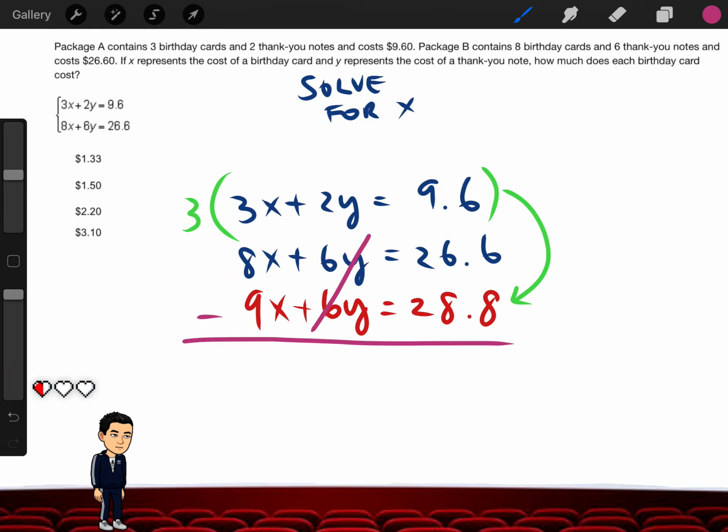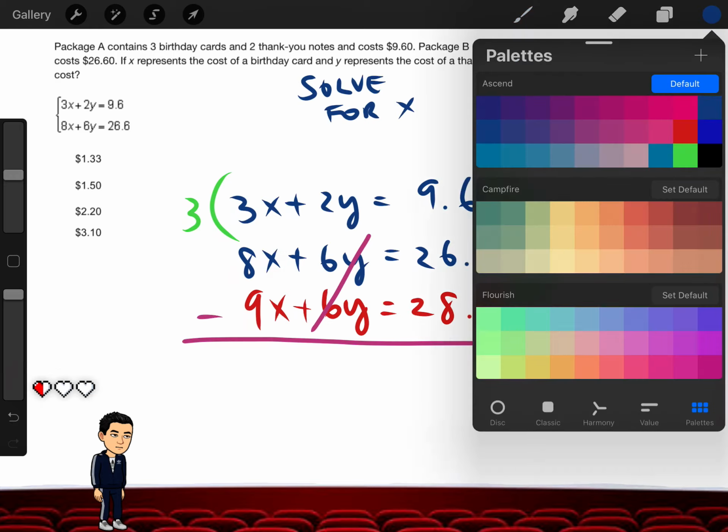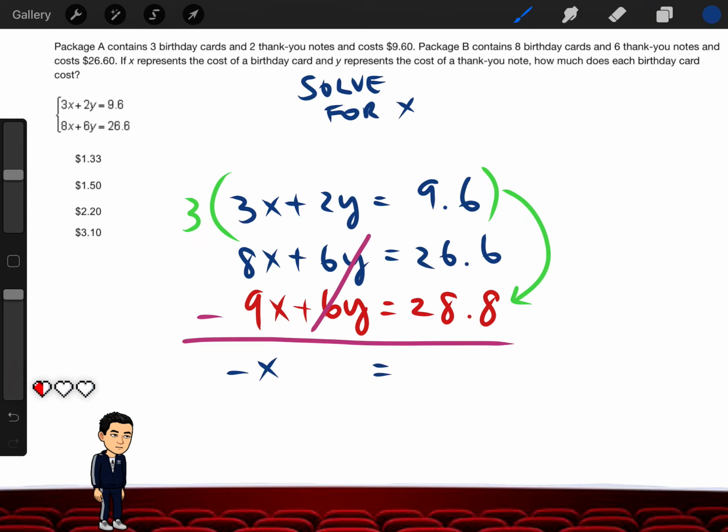So the 6y's are canceling out. So we have 8x subtract 9x. That's going to be negative x. And then 26.6 subtract 28.8. That's going to be negative 2.2. Okay, so the two negatives make a positive, so it's going to be 2.2. Choose 2.2. Okay, so that's it for this lesson.